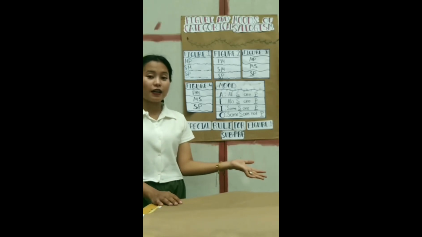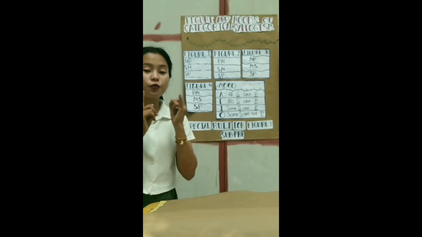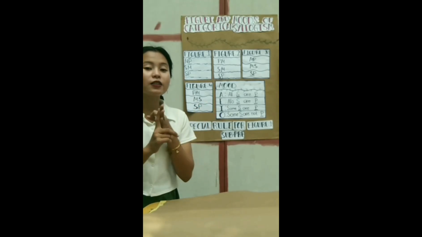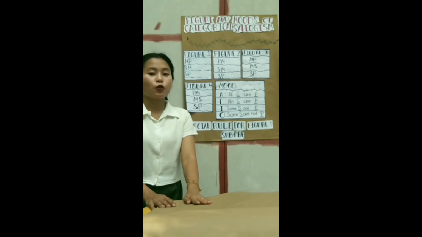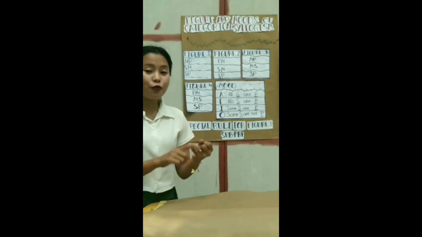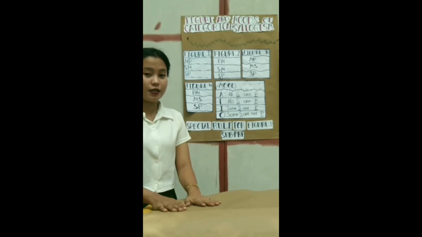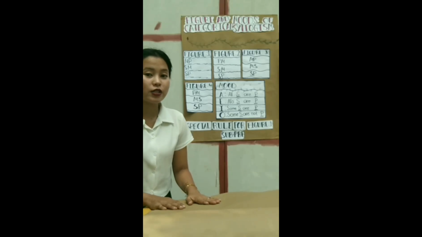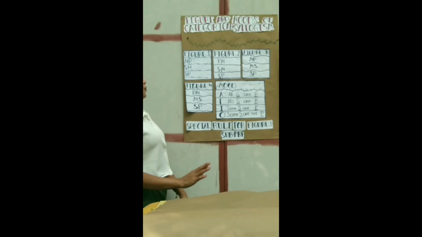So, na-discuss ng last reporter na ang categorical syllogism ay mayroong tatlong term. Yun yung major term, minor term, and middle term. And na-discuss din nila ang syllogism ay mayroong tatlong proposition. Yun yung first premises, second premises, and conclusion. So, ngayon, ang i-discuss natin is hahanapin natin kung ano yung figure and mood ng categorical syllogism natin or yung proposition natin.